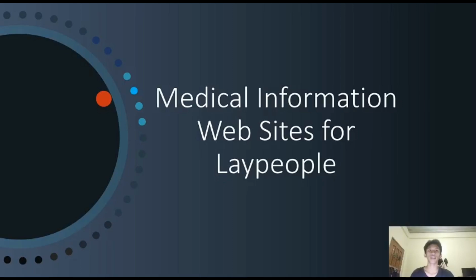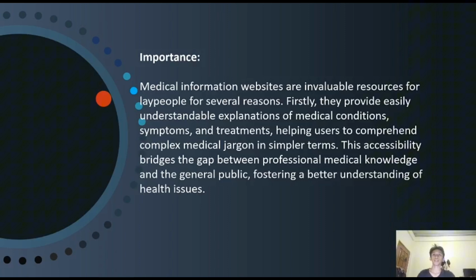Medical information websites for laypeople. Medical information websites for laypeople are online platforms designed to provide health-related information in a format that is accessible and understandable to the general public. These websites are typically aimed to educate users about various health conditions, symptoms, treatments, and preventive measures. Importance: medical information websites are valuable resources for laypeople for several reasons.